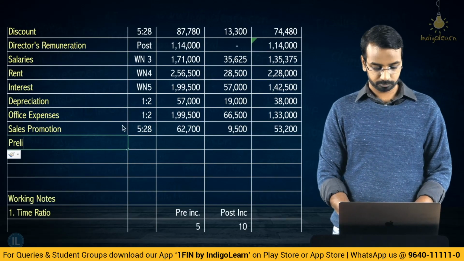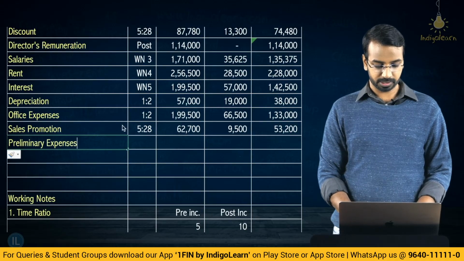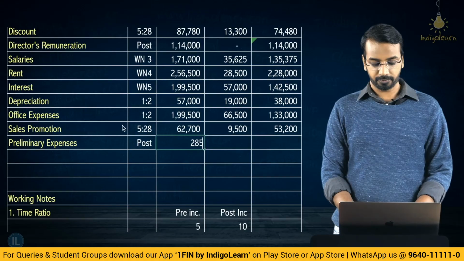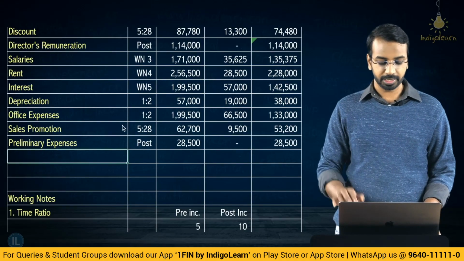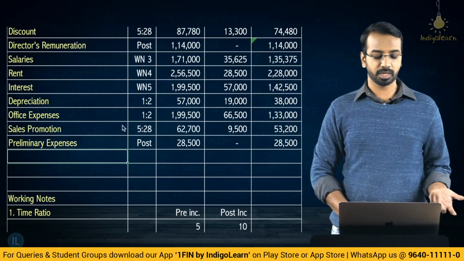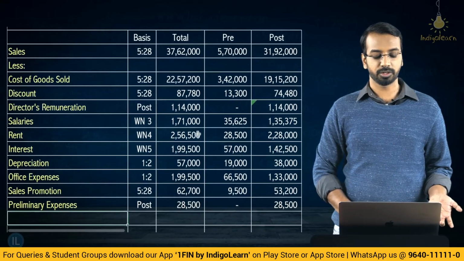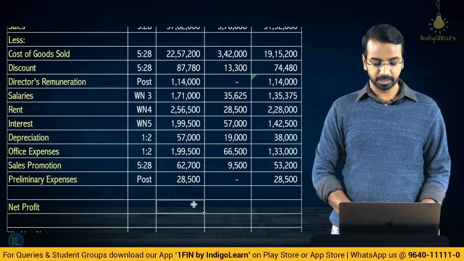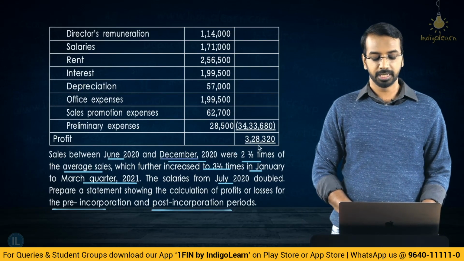Then you have preliminary expenses. This is only post. How much is that? 28,500. Everything is post, 28,500. Right. So this is how you allocate. Once you are done with the allocation, it's just a basic calculation. So net profit, right. The first one is already given in the question.